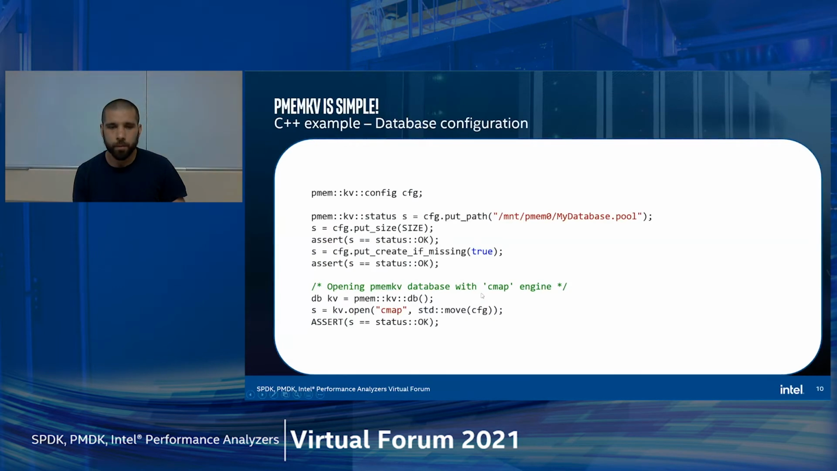So let's look at a code example. At first, we need to create a config object in which we set parameters needed by the engine we want to use. We set the path to the pool, which in our case is a file placed on a file system created on persistent memory. Then we specify the size of the database and mark that we want to create the database if the pool does not already contain one created in previous runs of the application. Then we create the database object and call open with the engine name and the previously created config.